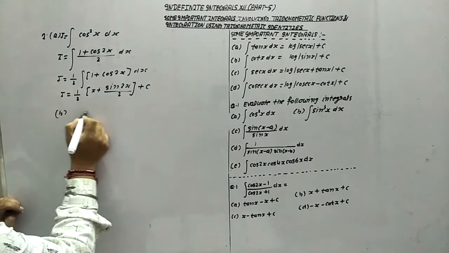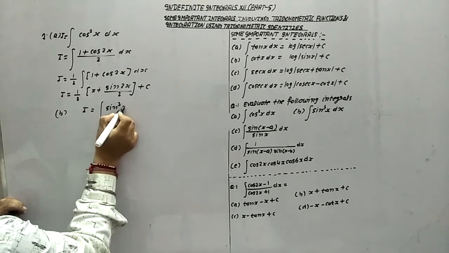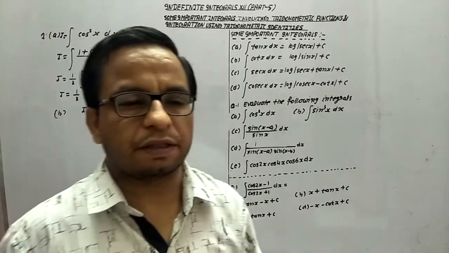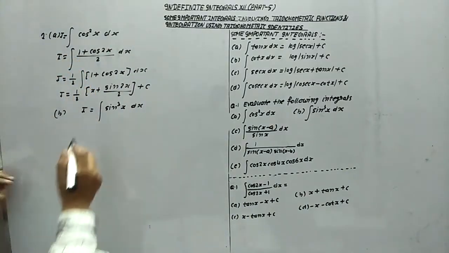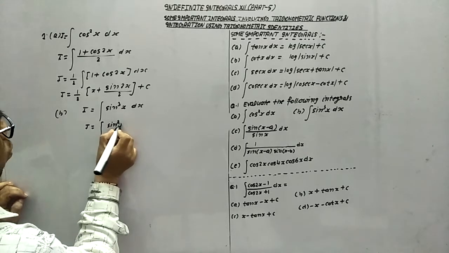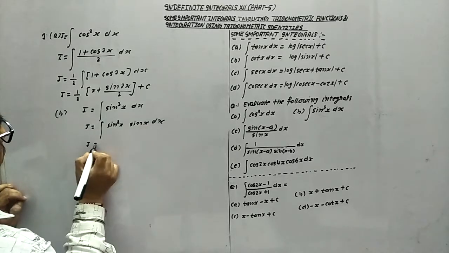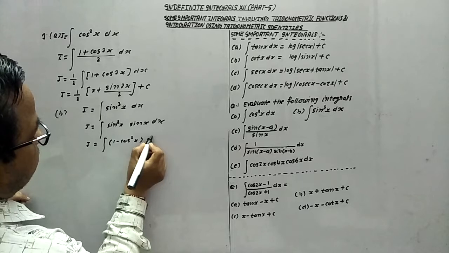Now look at the b part. In the b part, I is equal to integration of sin cube x dx. We can do this question by two methods. One method is to directly put the identity sin 3x is equal to 3 sin x minus 4 sin cube x. Otherwise, another method is we can write this as sin square x into sin x dx. Now sin square means integration of 1 minus cos square x, times sin x dx.